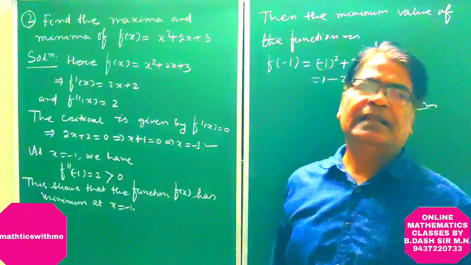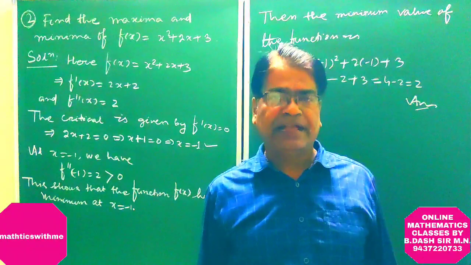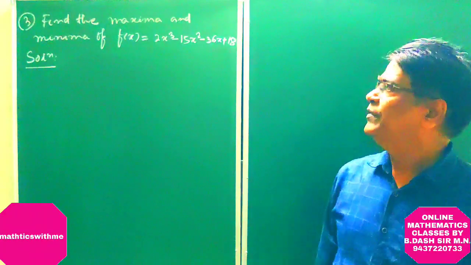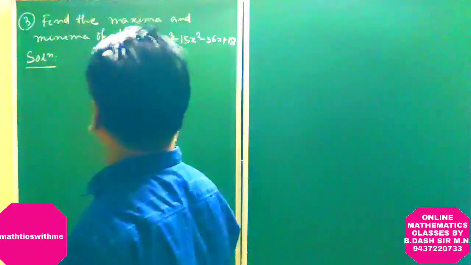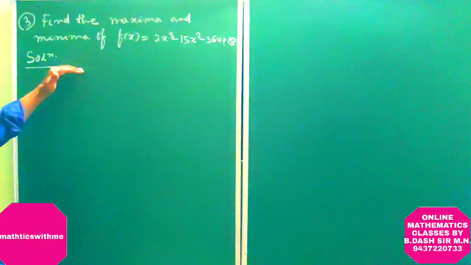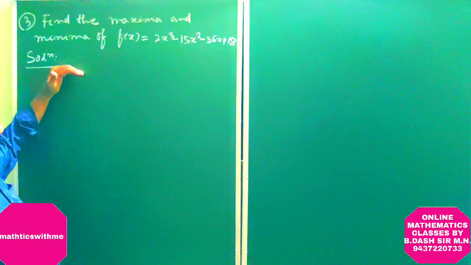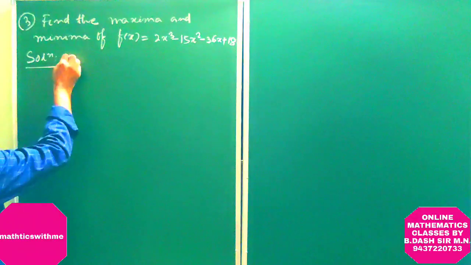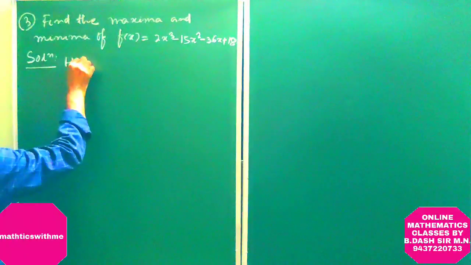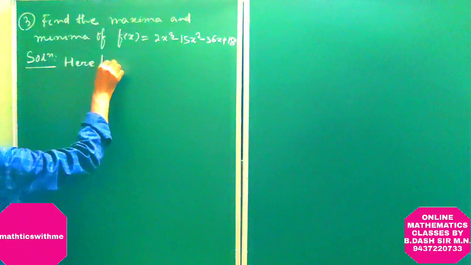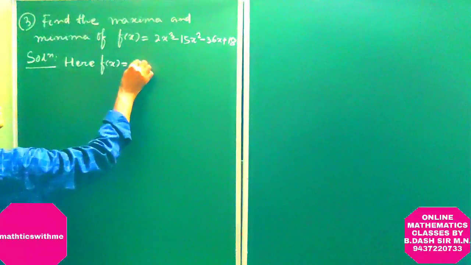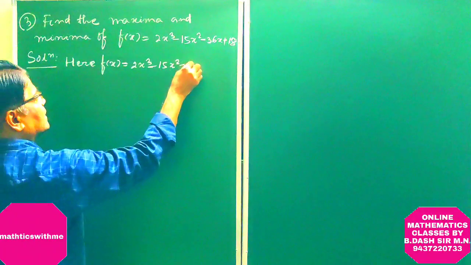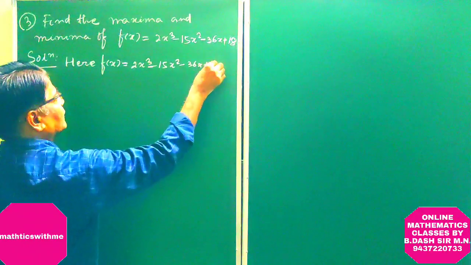With this, let us proceed for the next problem. Our next question is find the maxima and minima of f of x is equal to 2x cube minus 15x square minus 36x plus 18. Now solution. Here f of x is equal to 2x cube minus 15x square minus 36x plus 18.